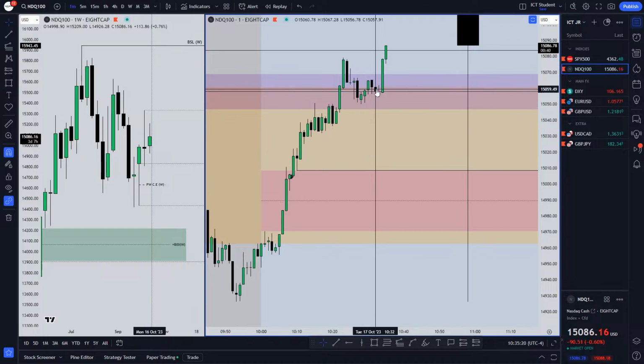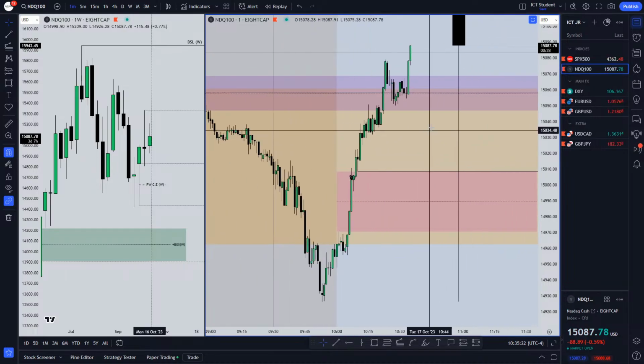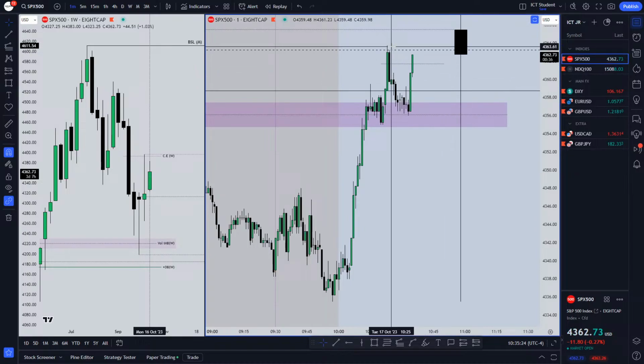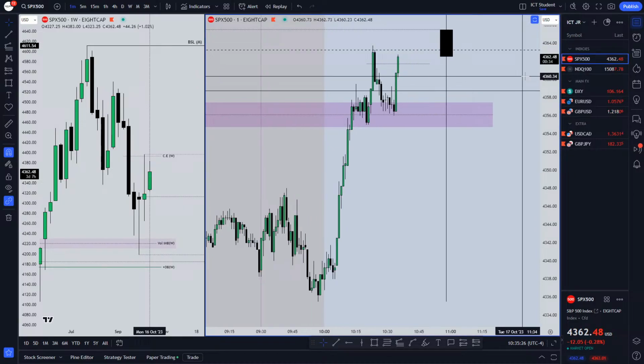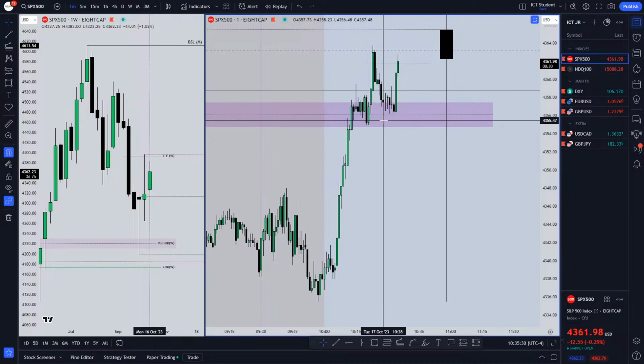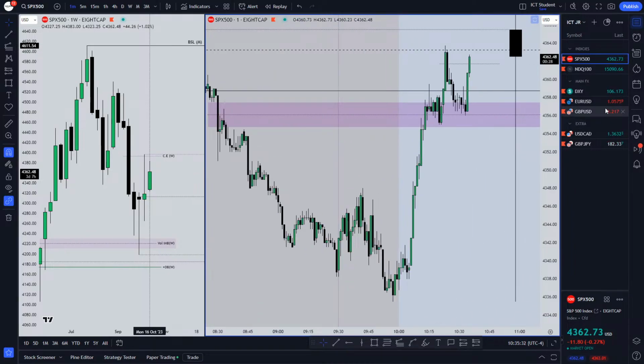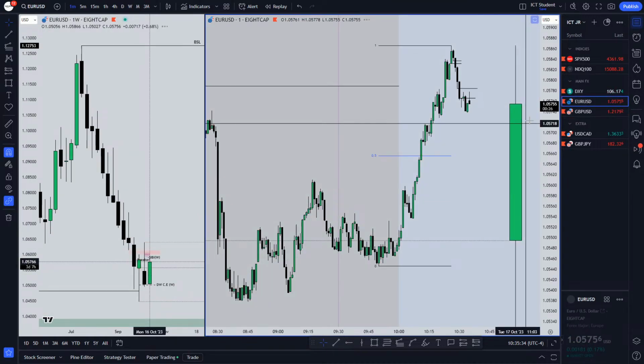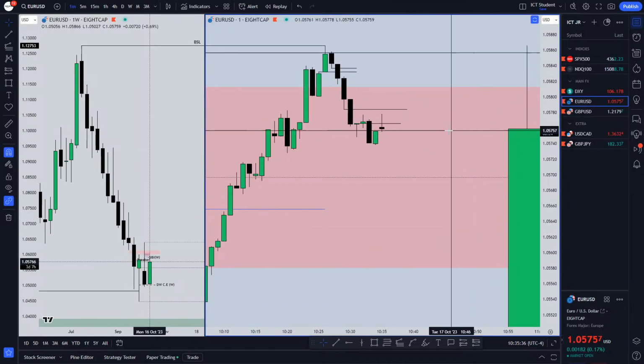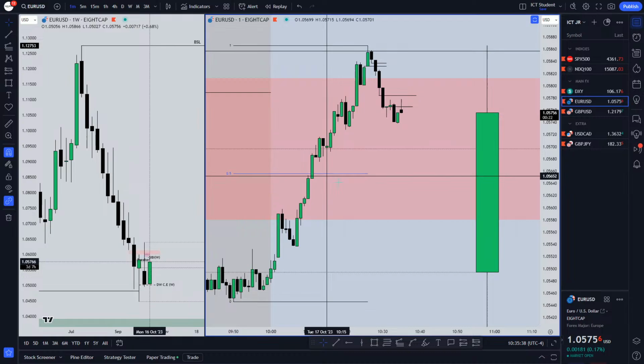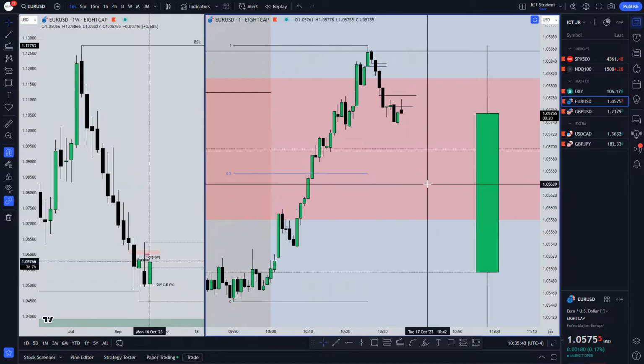So you see we held that buy side imbalance here on NQ pretty much, and then SPX is a little bit lagging, I guess you can say, but we did hold that. We didn't make it an inverse. We're not having it at lower prices yet. Euro did come and tap into this. I would mind seeing it come down to a discount pretty much. So that's what I'm waiting for, I'm just waiting for that discount to come and be tapped into.